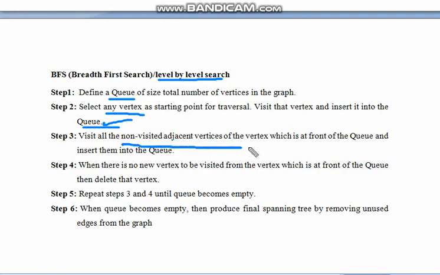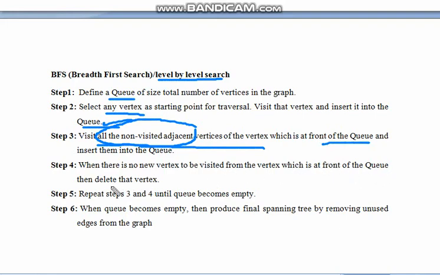So this is one more difference between DFS and BFS. In DFS we started with one vertex as a starting point, then we take any one of the non-visited adjacent vertices, but here we are taking all non-visited adjacent vertices of the vertex, and however many non-visited adjacent vertices we visit from that particular vertex, we add them to the queue.